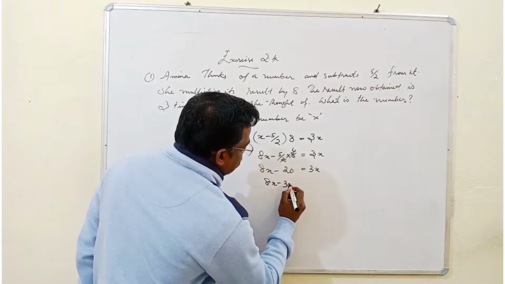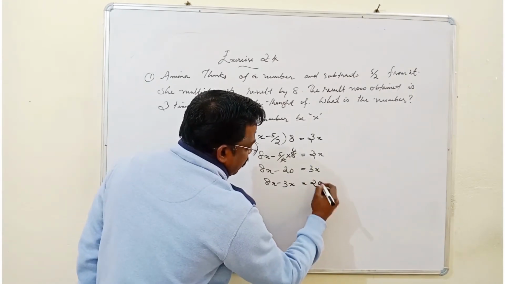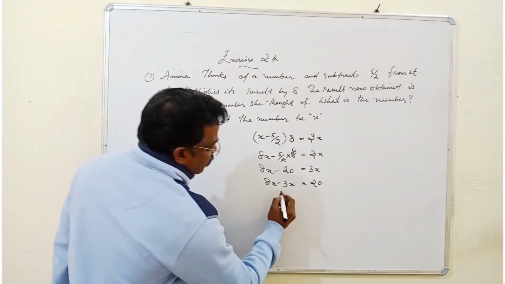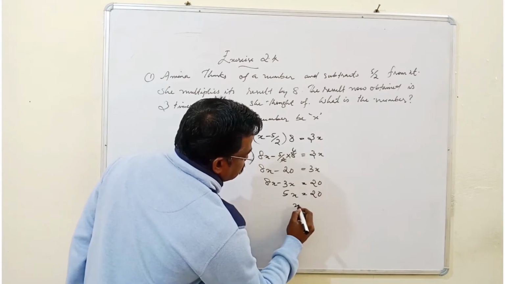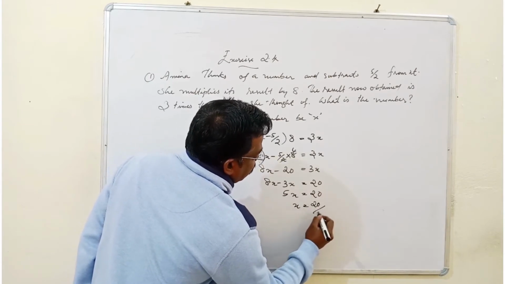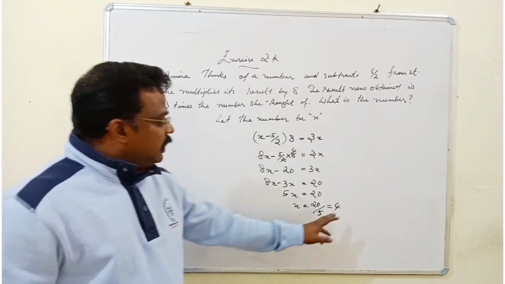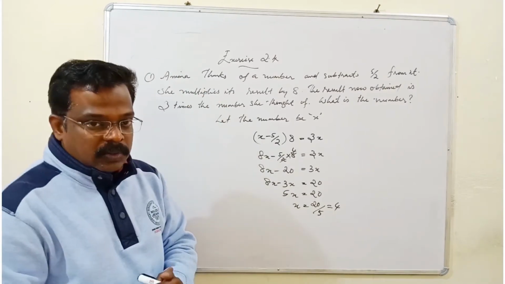8x minus 3x. Then this minus 20 will go to this side. That will be plus 20. So 8x minus 3x equals 5x. That equals 20. So x equals 20 by 5, that equals 4. So the number 4 is the number that Amina thought of.